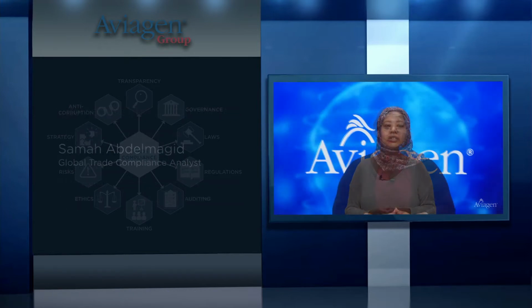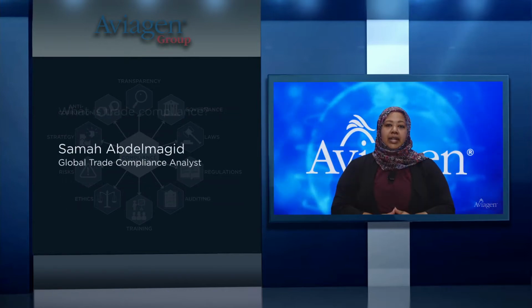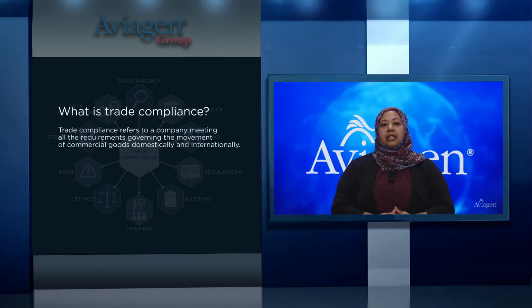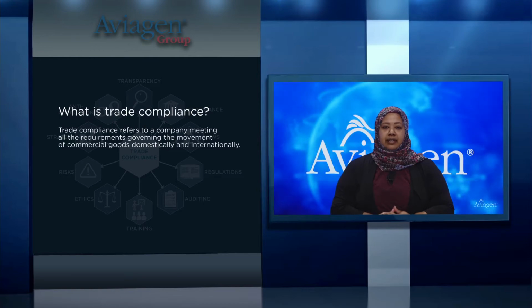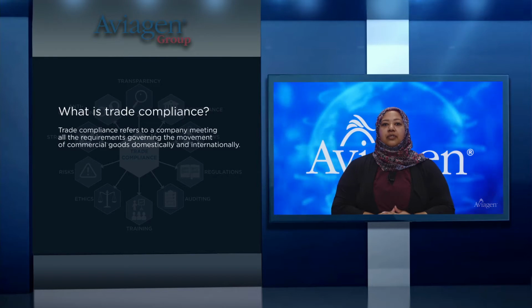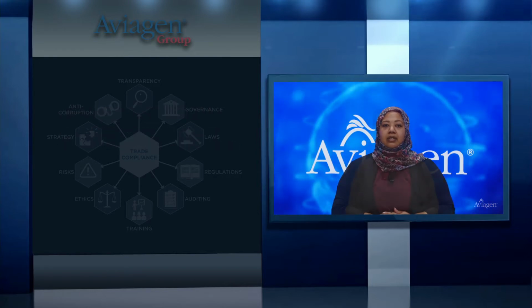Let us start with what exactly is trade compliance? Trade compliance refers to a company meeting all requirements governing the movement of commercial goods domestically and internationally. Aviagen Group ships from over 24 countries to over 100 countries worldwide.